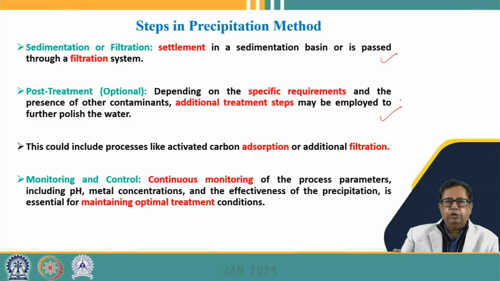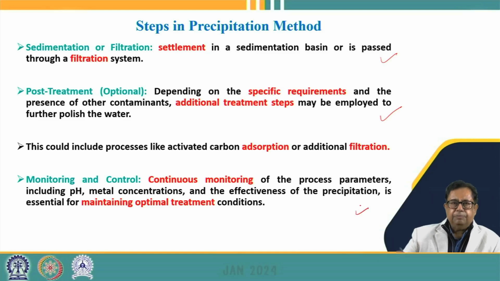After this, we may also take it to other treatment steps if required. For example, if other contaminants are present in the wastewater, we may take it for an adsorption process, or for filtration, or for other processes like oxidation, etc., so that the water is treated for the requisite contaminants present in the wastewater, and then we can polish the water in that way.